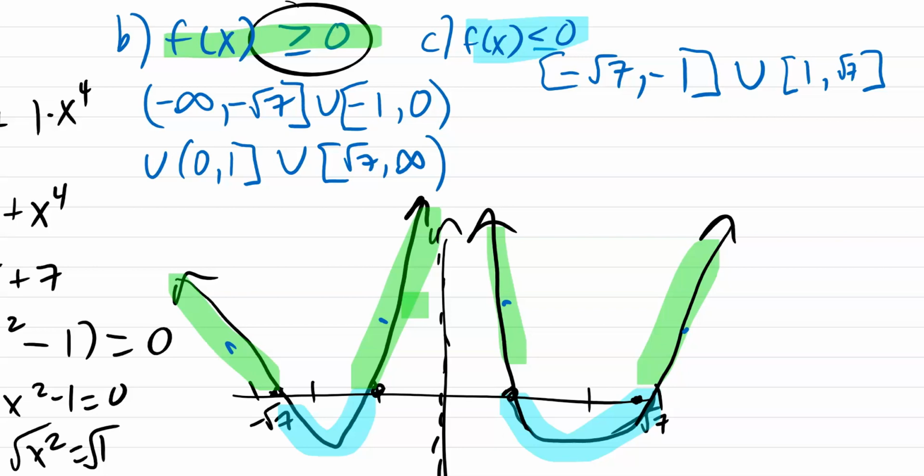This would be a mess to solve algebraically. This is where the graph really helps us get to these answers way faster. 4 solutions, this gives us 4 regions where it's above 0, okay?